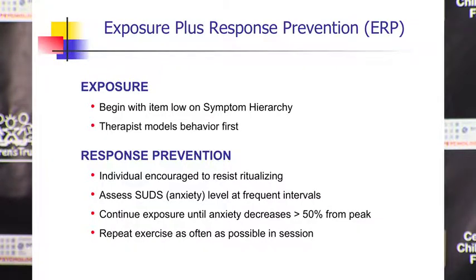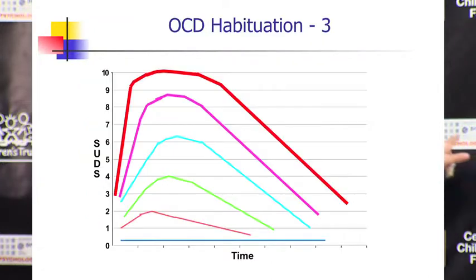As I said, we encourage the child to resist ritualizing. We assess the SUDS levels at frequent intervals. So if you remember those habituation curves, the anxiety goes up and then comes down, and we're actually going to be tracking that. Every so often, we're going to ask the child where their SUDS rating is, and we're going to trace out that curve. And then we can say, remember when I drew that out for you, your anxiety is going to go way up. It's going to be hard at first, but then if we wait long enough, your anxiety will come back down.